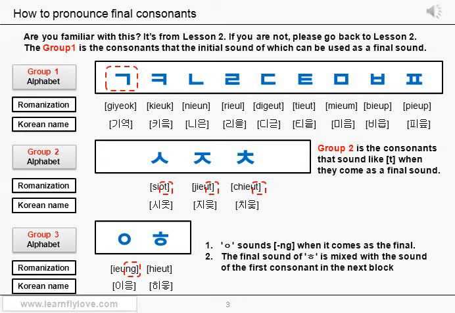And the last consonant, hit, which sounds h as an initial, is a silence when it comes as a final. Maybe it's difficult to memorize all the initial sounds of the consonants, but it's not that difficult to remember these group 1, 2, and 3. You know you should remember the initial sound of all the consonants at least.